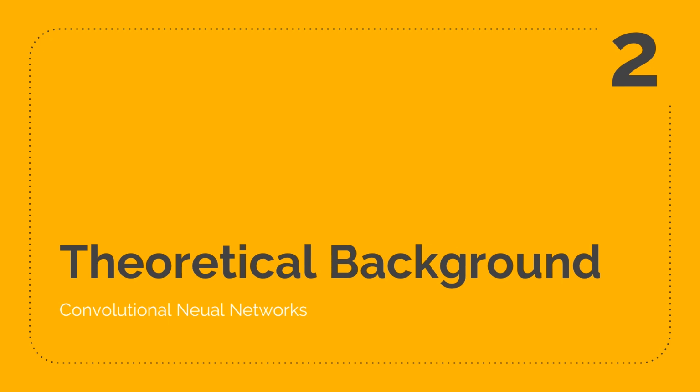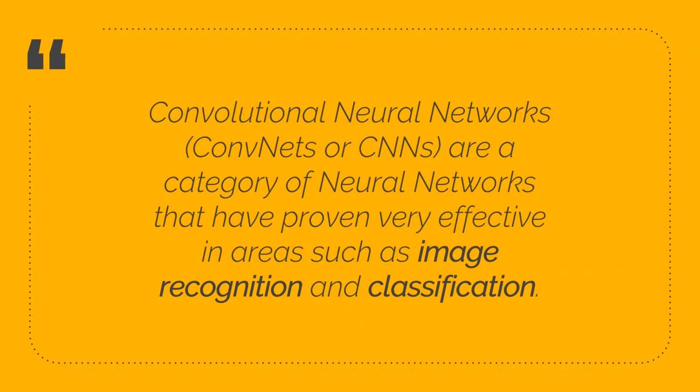Let us dig a little deeper into convolutional neural networks. Actually, there are 3 classes of neural networks: 1 is multi-layer perceptron, 1 is convolutional neural networks, 1 is recurrent neural networks. Our project is using CNN because CNN is proven to be very effective in areas such as image recognition and classifications.